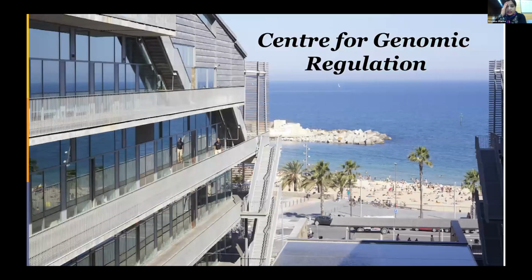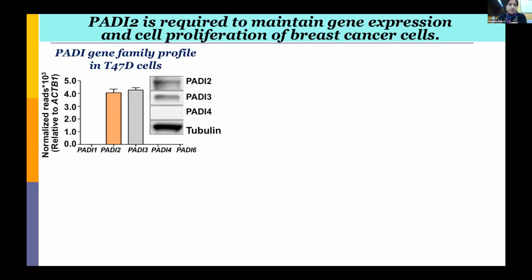I did this work in my previous lab, in the exciting atmosphere of the Center for Genomic Regulation. In this study, we used breast cancer cell lines as the model system, specifically epithelial-derived breast cancer cell lines. Here I will present some datasets from experiments set up in epithelial-derived T47D cells. As I showed before, out of the 5 human PADI family members, these cells only express PADI2 and PADI3, which is quite unique.